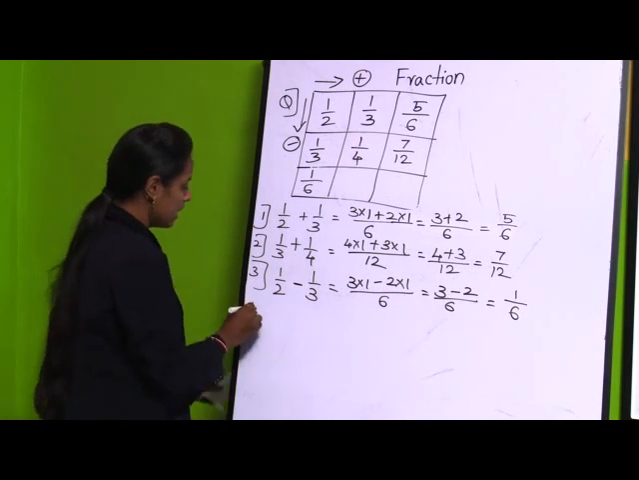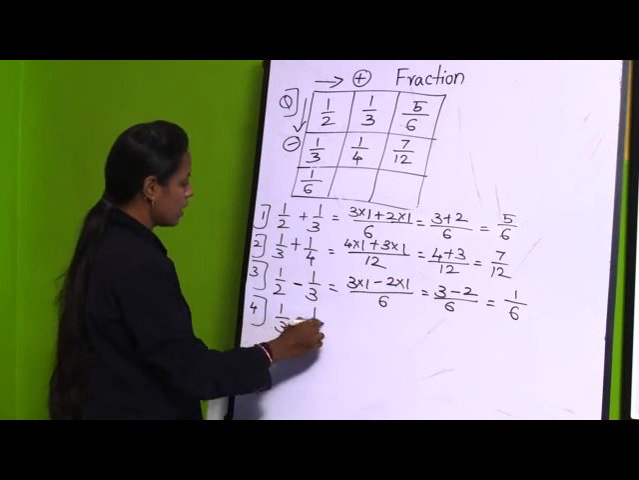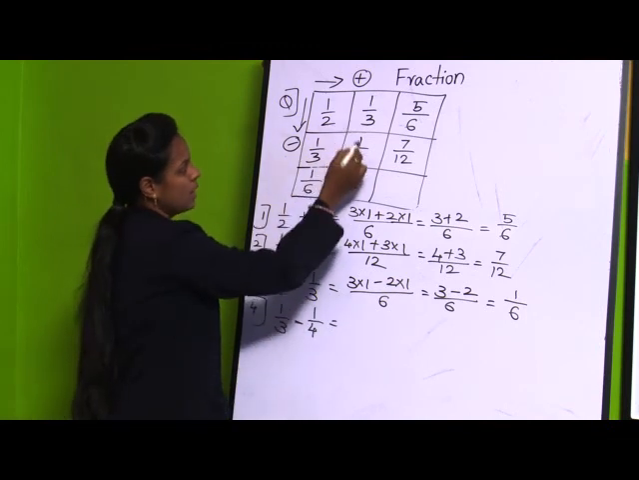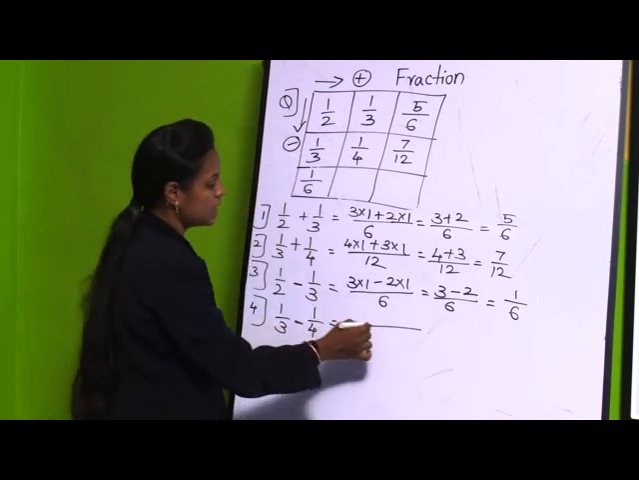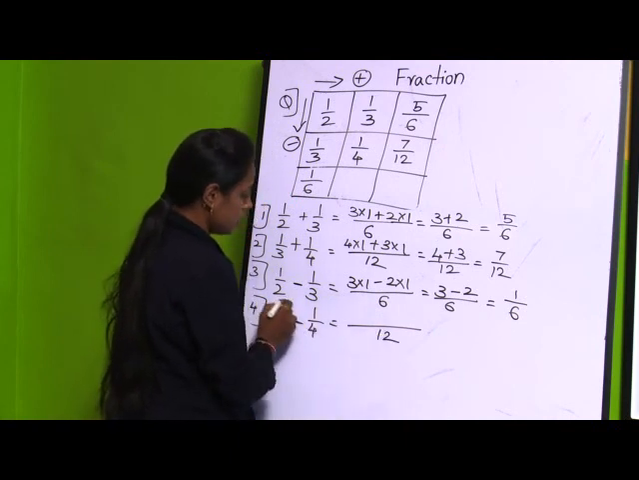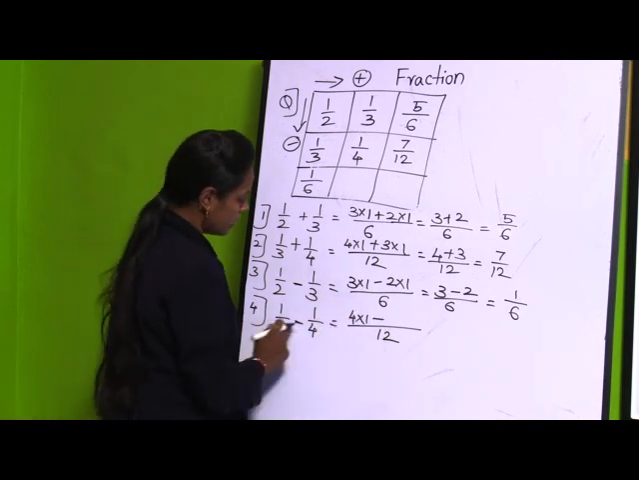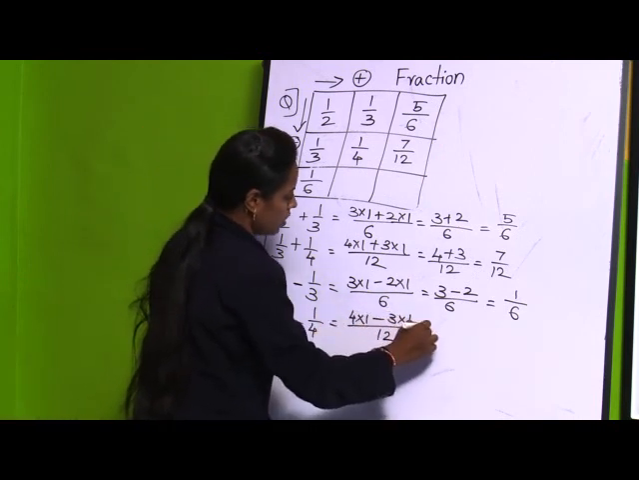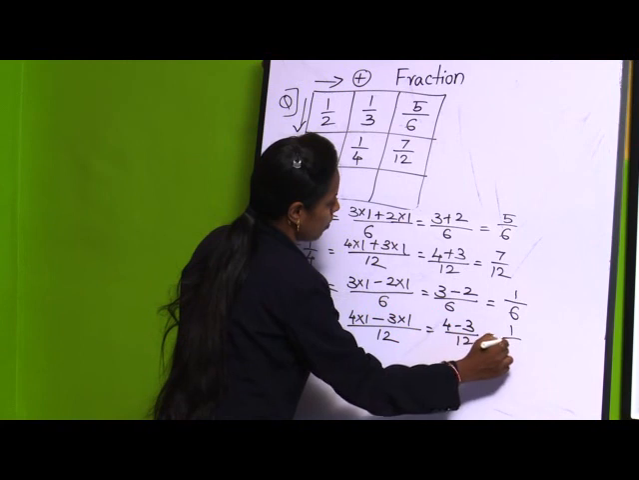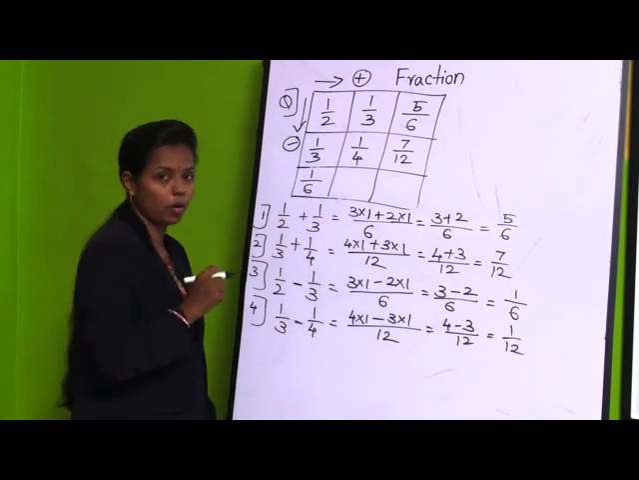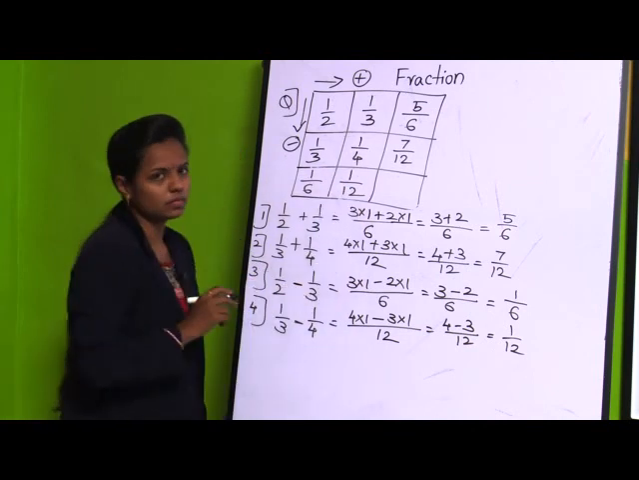Okay. Now the next step, we have 1 upon 3 minus 1 upon 4. Again the different denominators, taking the LCM, we have the LCM 12 here. So 4 and cross multiplication, 4 into 1 minus 3 into 1. So 4 ones are 4 minus 3 ones are 3 upon 12, that is 1 upon 12. So here in this box we have 1 upon 12.